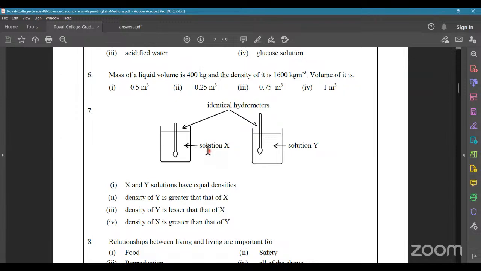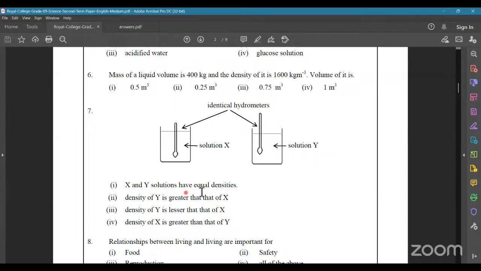The density of solution X is less because it has sunk a lot. Here it is floating. So here in this solution X, it has sunk a lot, so the density is less than solution Y.